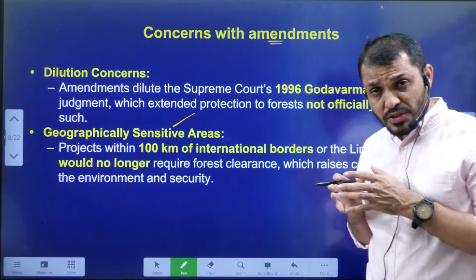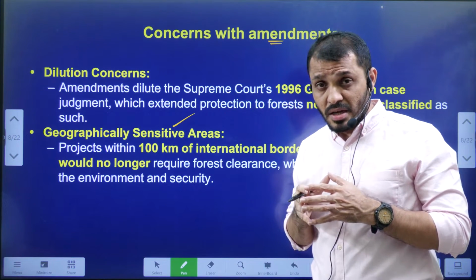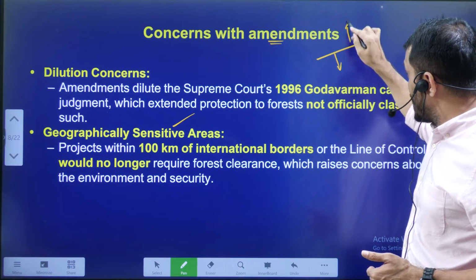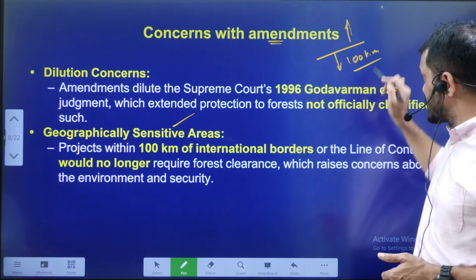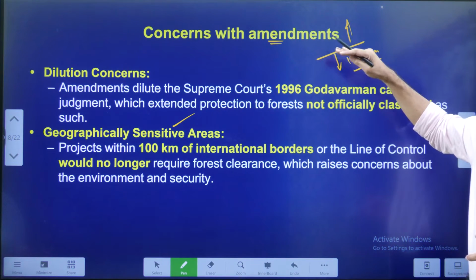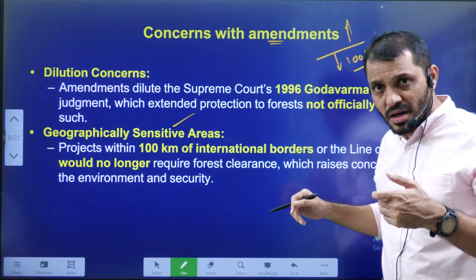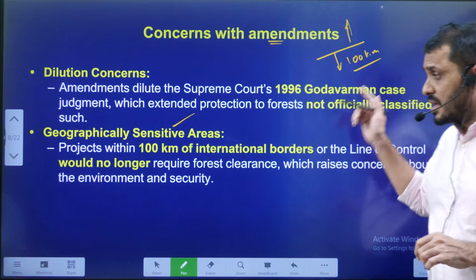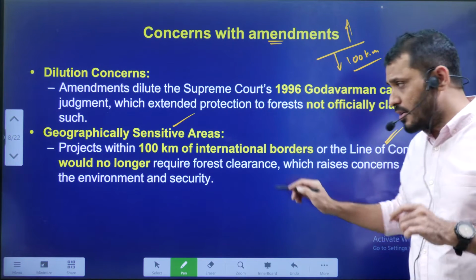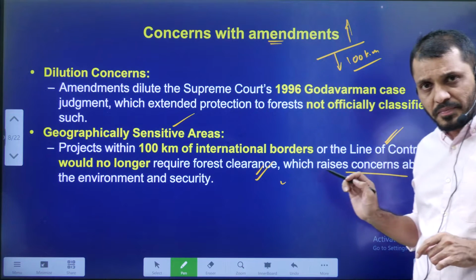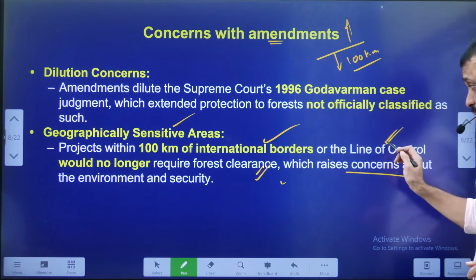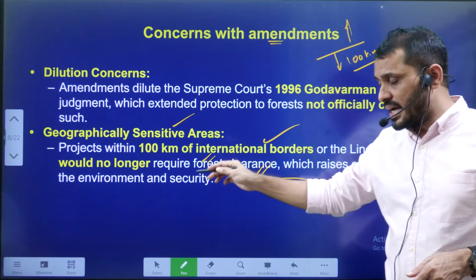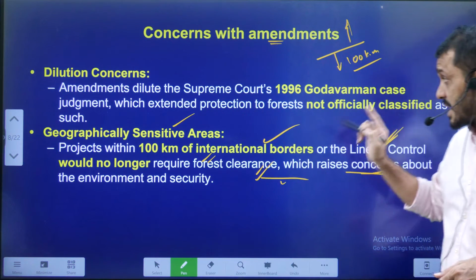Second, this Forest Conservation Amendment Bill says that if there is a forest within 100 kilometers of the border, then when you are clearing the forest for any purpose, for making a road or whatever it may be, the government does not need to require any forest clearance permission. So within 100 kilometers of the international border or LOC, they no longer require forest clearance, which raises concerns about the environment as well as security issues. This is the second one.